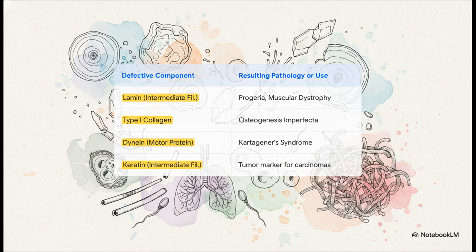And this slide just drives the point home with some powerful examples. A tiny mutation in lamin, one of those intermediate filaments that supports the nucleus, can cause horrific diseases like progeria, that's premature aging. A defect in type 1 collagen, you get brittle bone disease. If your dynein motors don't work, your cilia can't move, leading to Kartagener syndrome. And on the flip side, for diagnostics, since we know intermediate filaments like keratin are specific to certain cells, we can use them to figure out where a cancer came from.